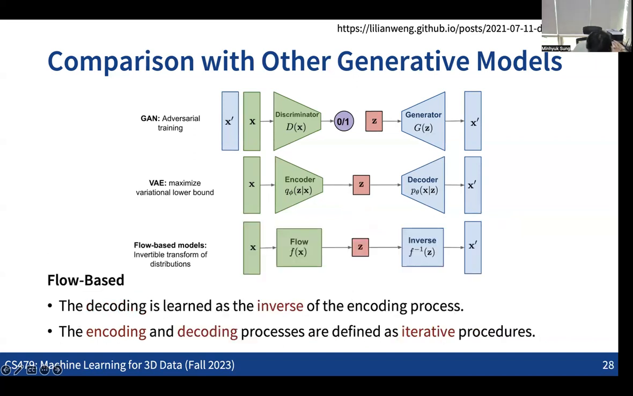And the flow-based model is an extension of the VAE in that now we have the decoder, the mapping from the prior to the data distribution, as the inverse of the encoder, from data to prior. And we also have an iterative process to get each of the mappings. So that's the idea of the flow-based model.